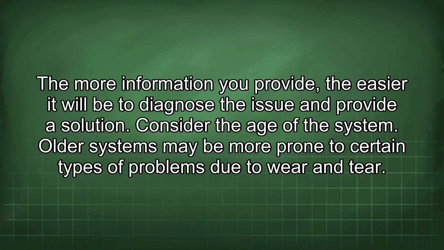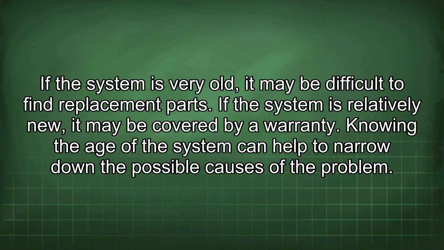Older systems may be more prone to certain types of problems due to wear and tear. If the system is very old, it may be difficult to find replacement parts. If the system is relatively new, it may be covered by a warranty. Knowing the age of the system can help to narrow down the possible causes of the problem.